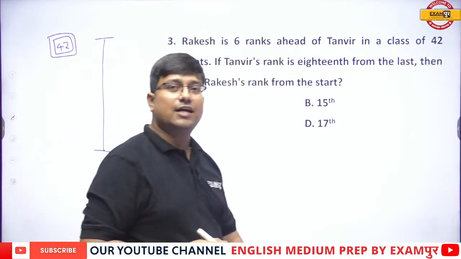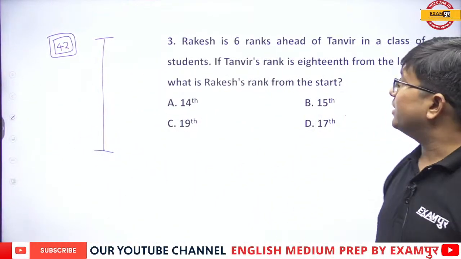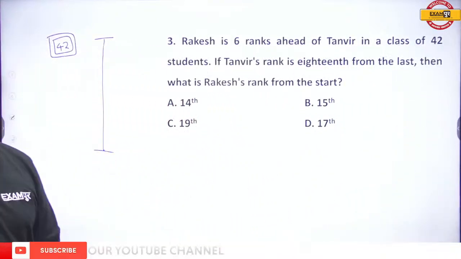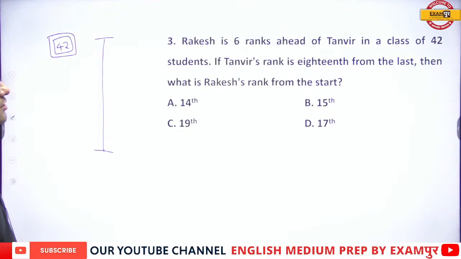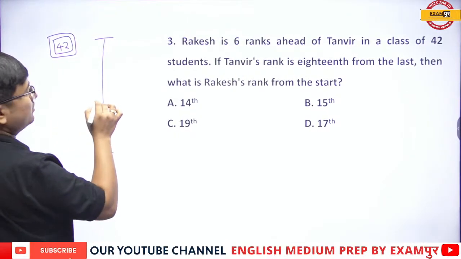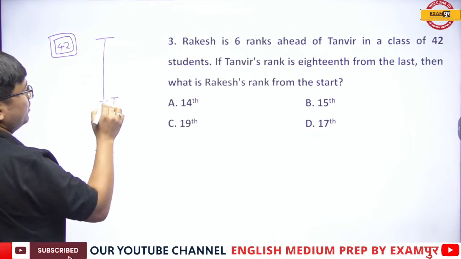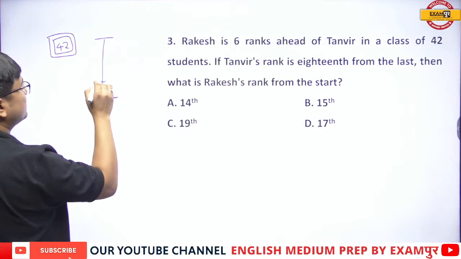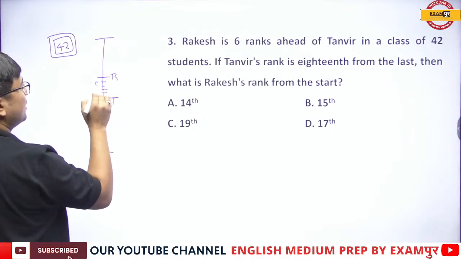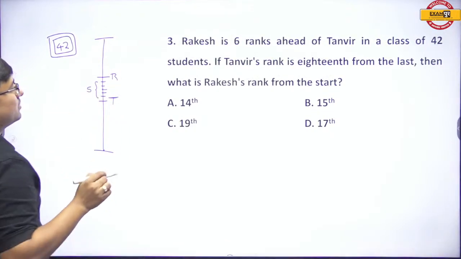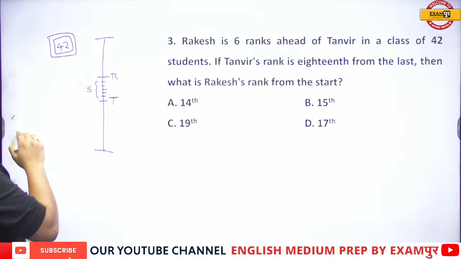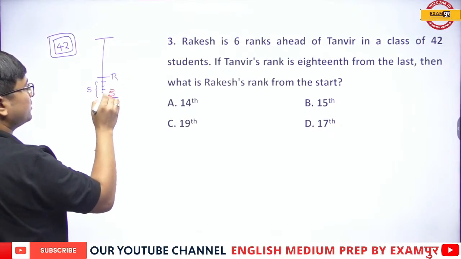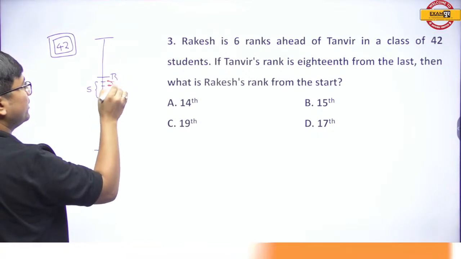Rakesh is 6 ranks ahead of Tanvir in a class of 42 students. So now suppose this is Tanvir, and Rakesh is 1, 2, 3, 4, 5 and 6 ranks ahead. So that means there are 5 people between them. See, what is the meaning of ahead? This is 1 rank ahead, 2 rank ahead, 3 rank ahead, 4 rank ahead, 5 rank ahead and 6 rank ahead.